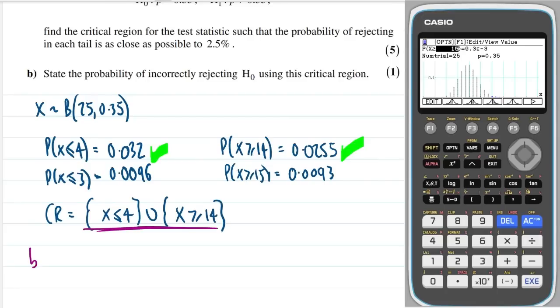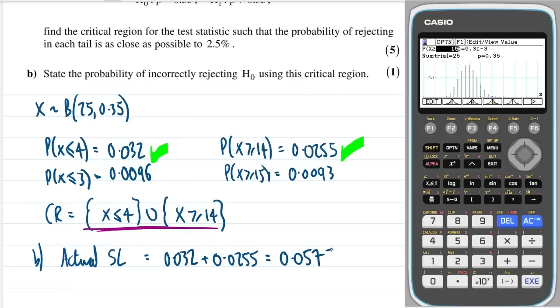And part B asks me to find the actual significance level. Now the actual significance level is the probability of rejecting H0 incorrectly. So therefore it's what is the chance that I fall within the critical region, and that is 0.032 plus 0.0255, which is 0.0575. Bosh.